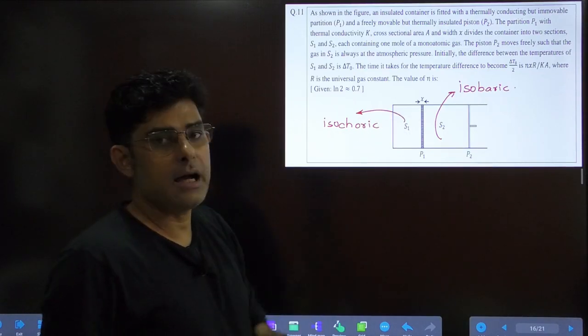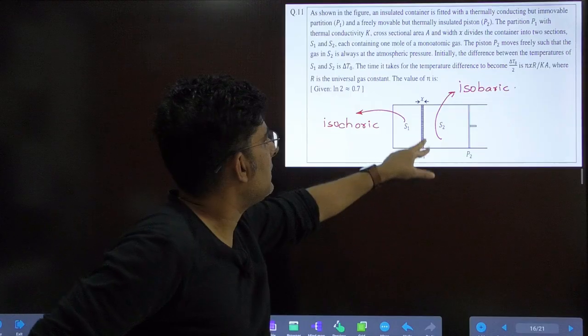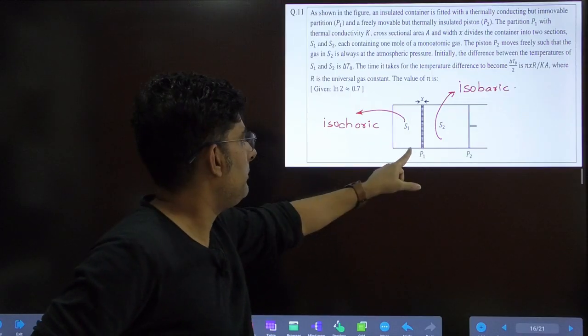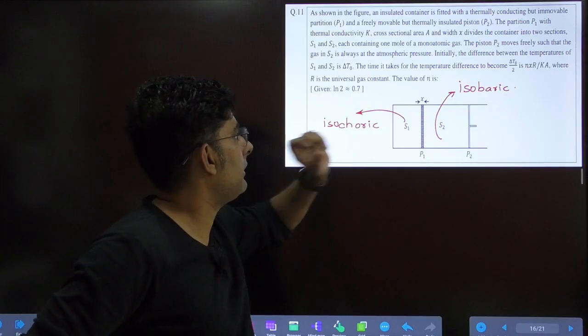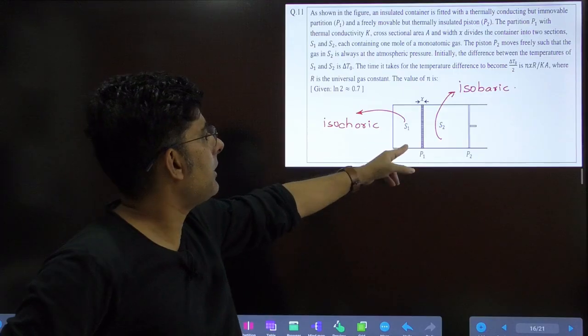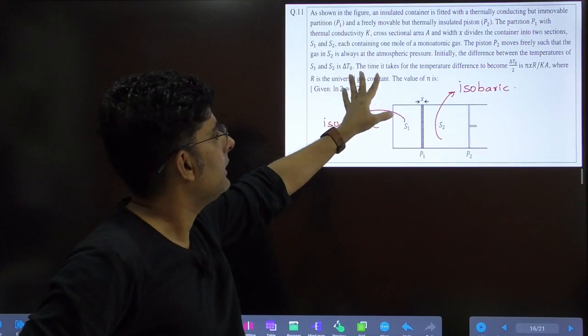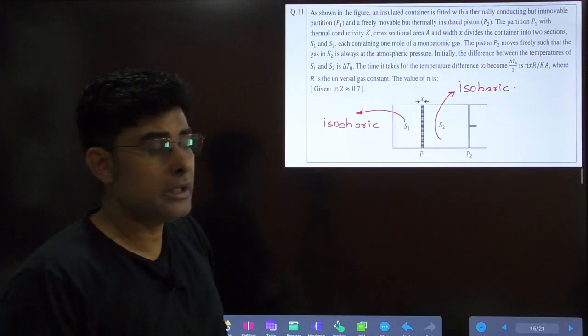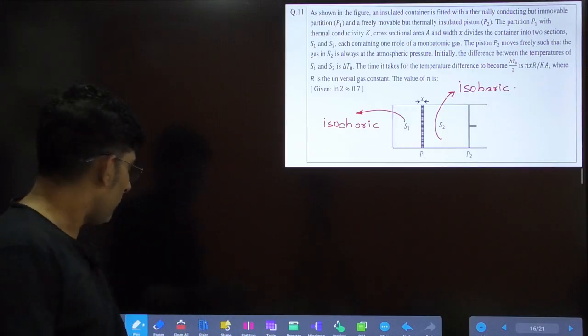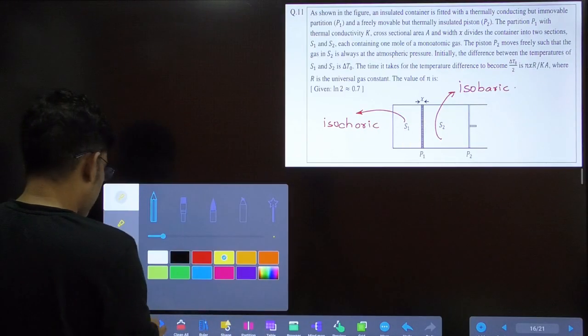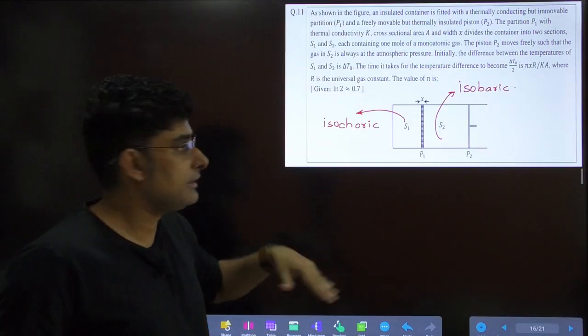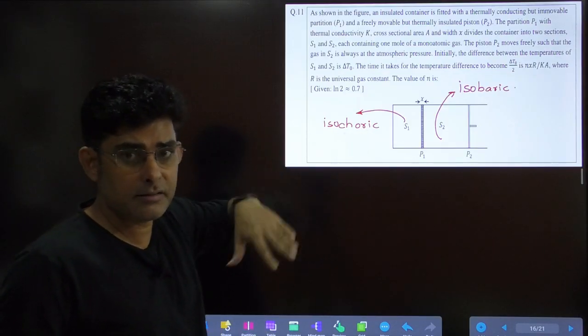So isochoric and isobaric. Now for this fixed partition P1 they have given the thermal conductivity. They are saying that if the temperature difference initially between S1 and S2 was delta T naught, then in what time will the temperature difference become delta T naught by 2. Whenever we have such questions, we always proceed with a general time instant and gradually see what change is occurring.